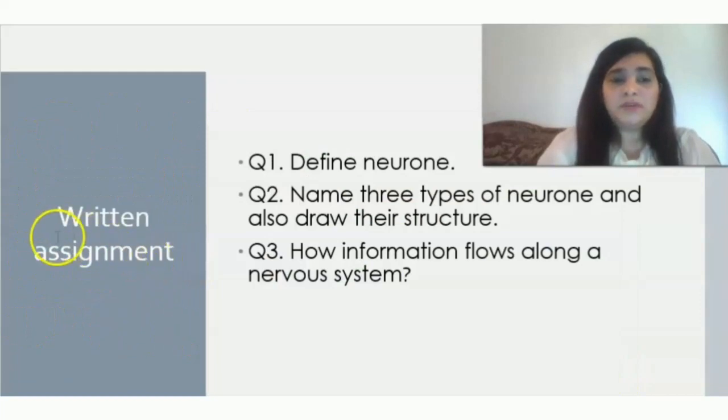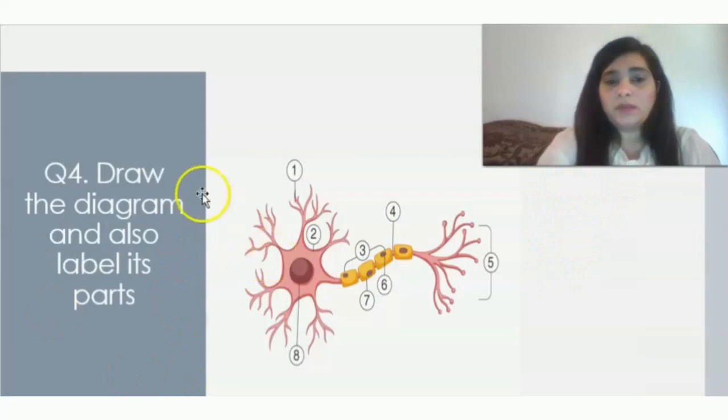So what is your written assignment? You have to define neuron, name three types of neuron and also draw their structure. Question number 3: How does information flow along a nervous system? Here is a diagram. You have to draw it and also label its parts. If you did not find the parts, you can take help from your Biology Matters book.